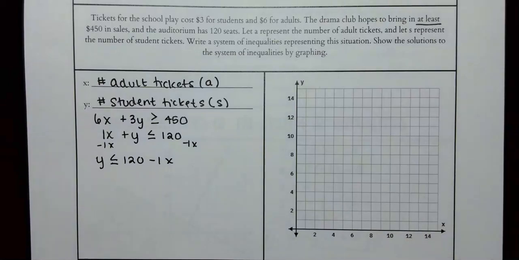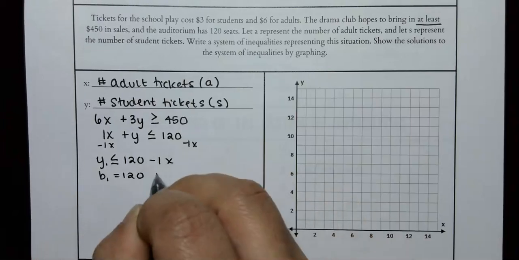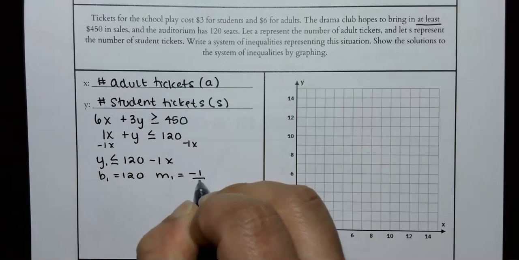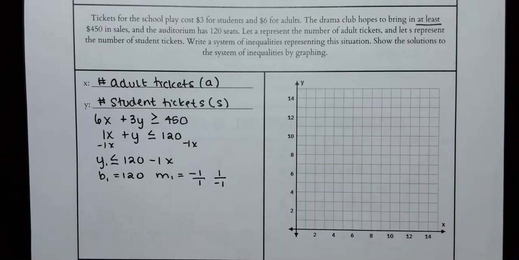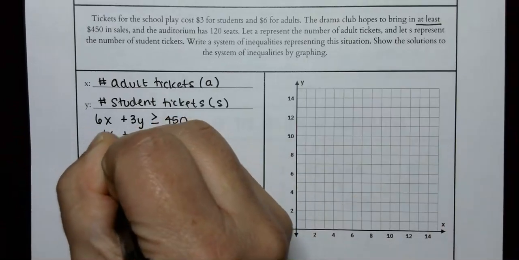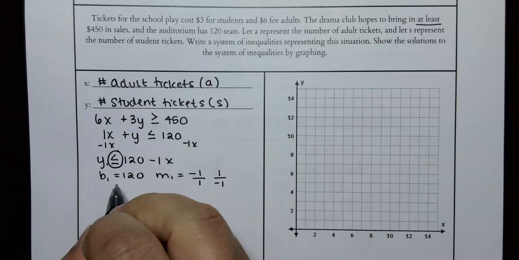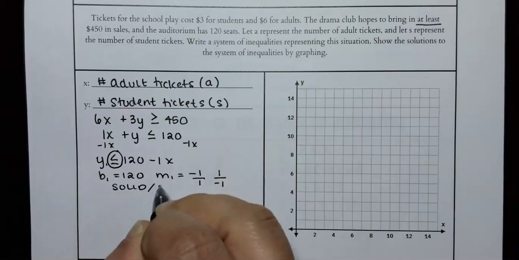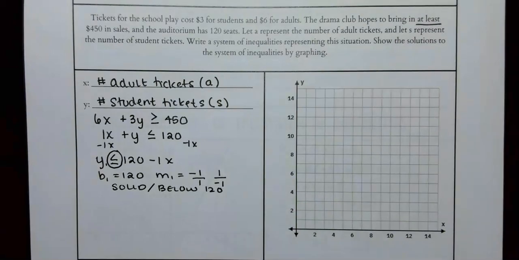Now there's some information that goes with this one. We know our y-intercept is 120. We know our slope is negative 1 over 1 because we need it to be a fraction. Our opposite slope would be 1 over negative 1. And according to the symbol right here, it's going to be a solid line and it's going to be shaded below. So we're going to say solid, below 120. Now, as you're looking at your graph, don't pay too much attention to it because we're going to have to make adjustments so we can fit these big numbers on this graph. I'm going to show you how to do that in a minute.